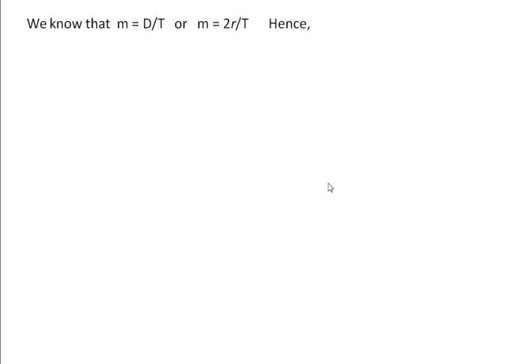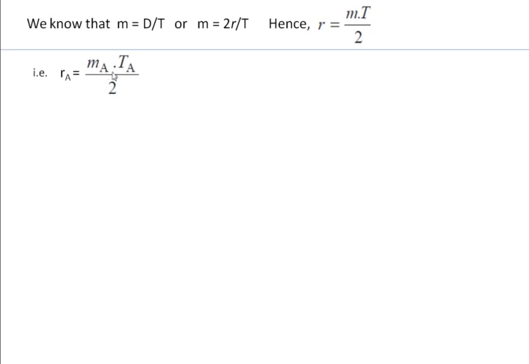Now we know that module equals pitch circle diameter divided by number of teeth, and diameter can be written as twice the radius. Hence we get radius equal to mT by 2, where m is module and T is number of teeth. So radius can be expressed in terms of mT by 2. Therefore we have RA equal to module of A multiplied by number of teeth of A divided by 2. And similarly we will have for the other gears B, C and D.